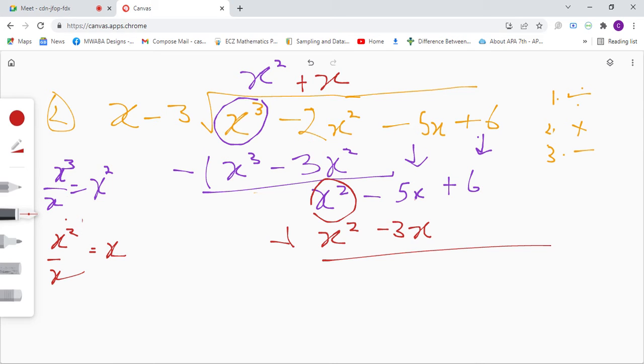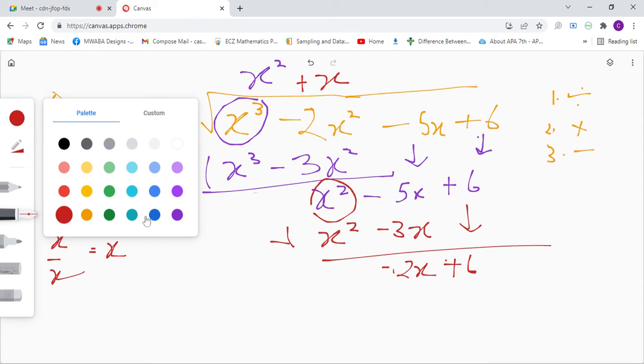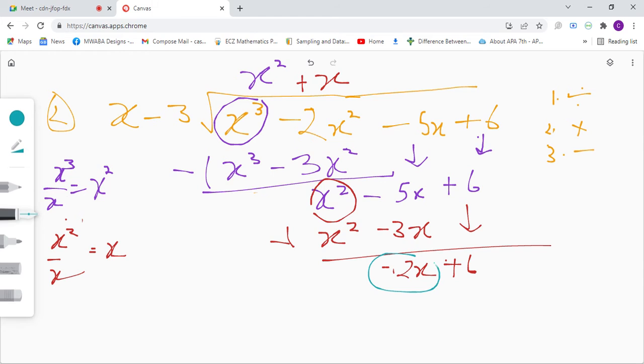Negative 5x minus negative 3x is the same as saying negative 5x plus 3x, and we're going to get negative 2x. 6 minus 0 gets 6, so we say negative 2x plus 6. So we repeat the process again. Divide the leading term. Here we've got negative 2x, so negative 2x divided by x will give us negative 2. So we put here negative 2.